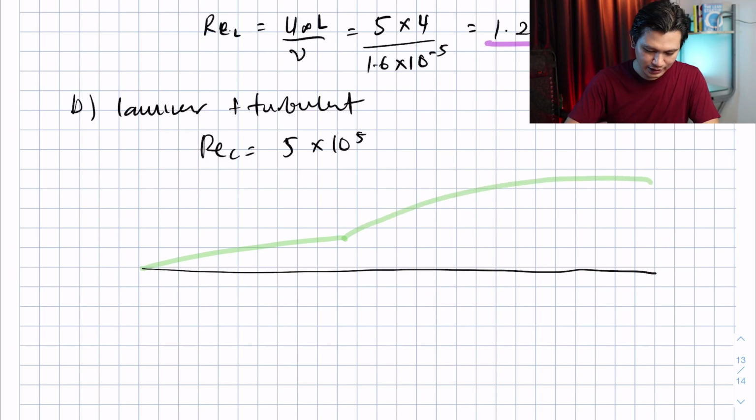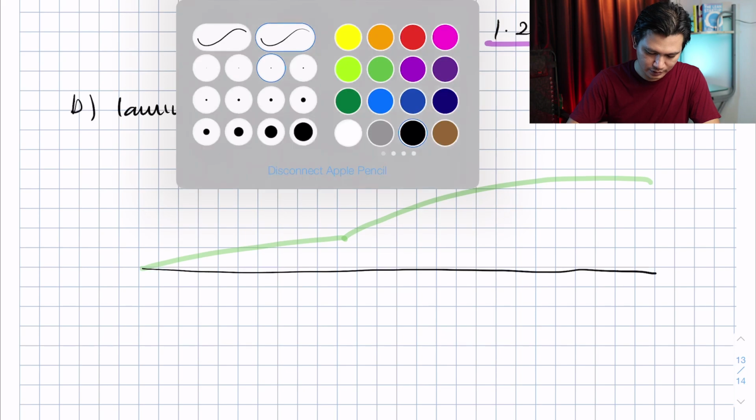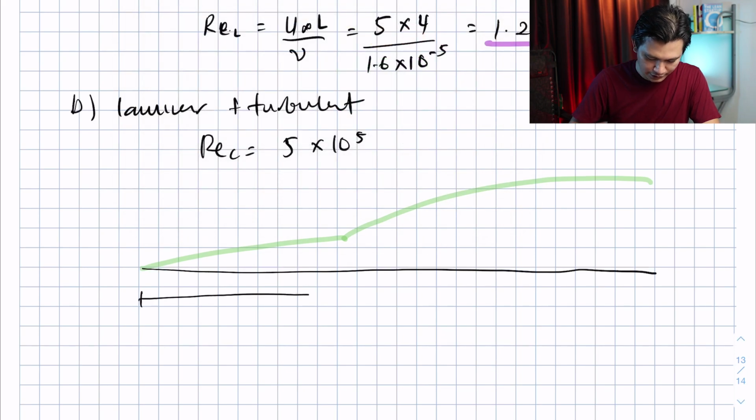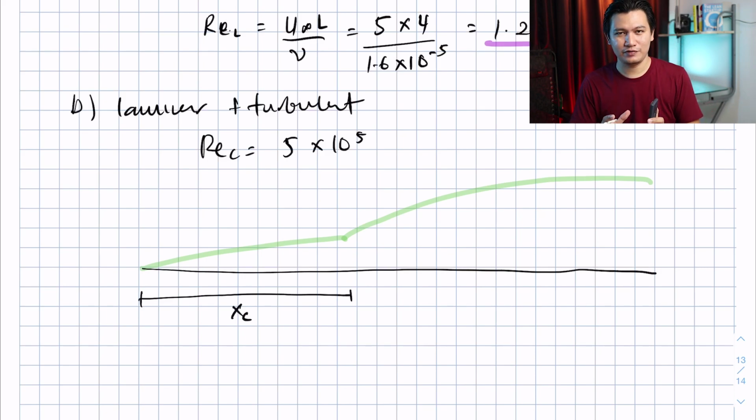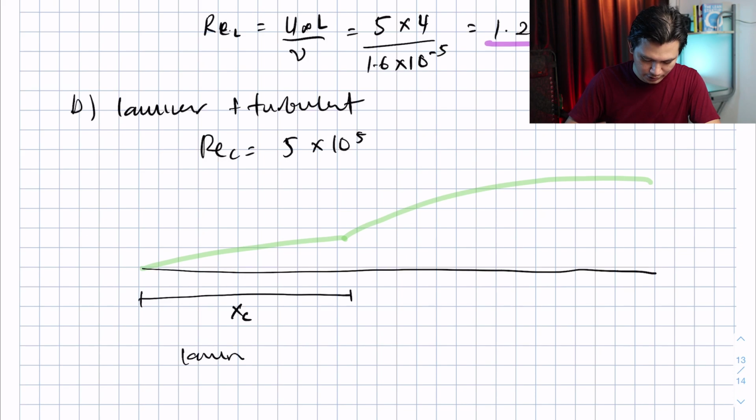Okay, and in here you have the critical length xc where the laminar shifts to turbulent. Okay, if I just label here, this is the laminar portion and here is turbulent.